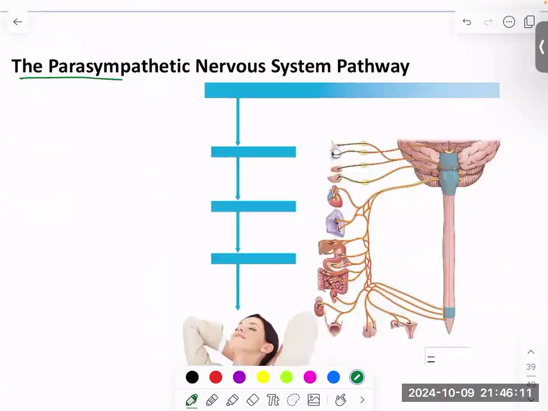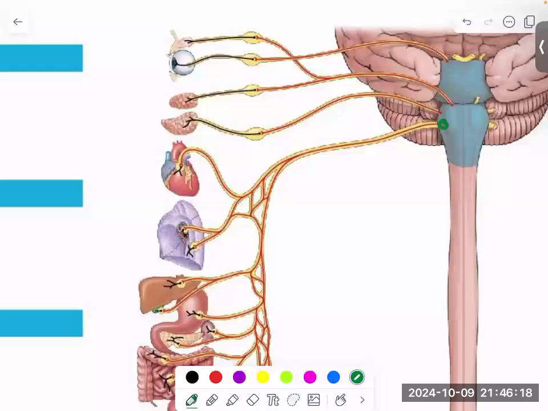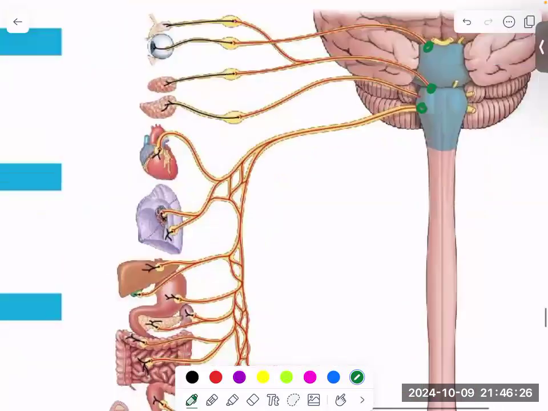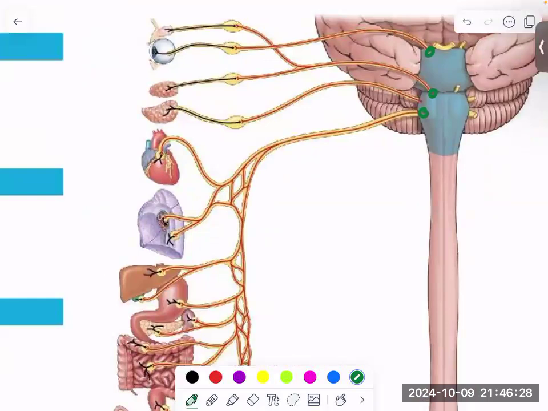Parasympathetic has a long start. What does that mean? Let's go over here. The neuron is recruited at the medulla, the pons, or at the end of the spinal cord. Look at how long the preganglionic neuron is. Sometimes it goes all the way to the organ. Sometimes it almost gets to the organ before it gets to the ganglion. There's the ganglion, there's a ganglion there, there's a ganglion there, there's a ganglion there.